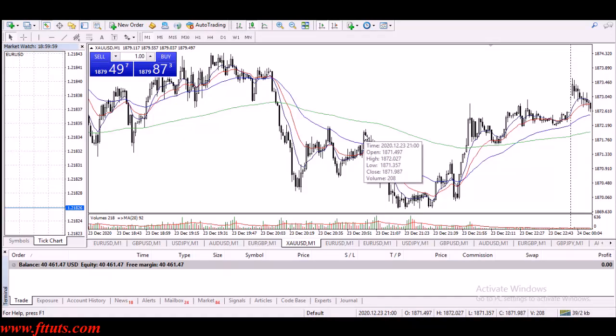Price returned to your price level. That's fine. Price continued, and here you should be closing, almost on EMA 20. So you have closed with profits.